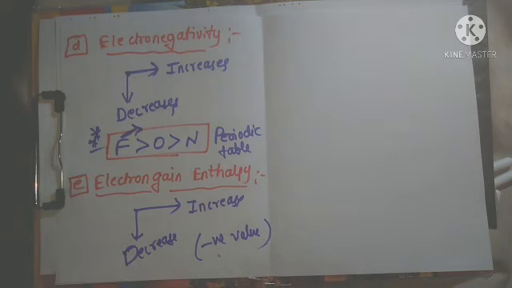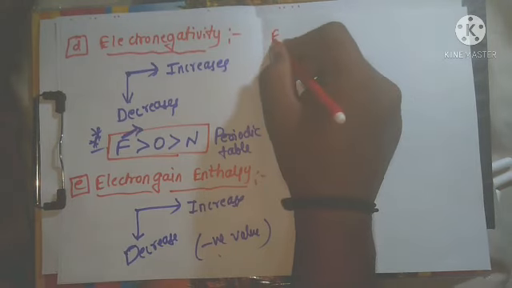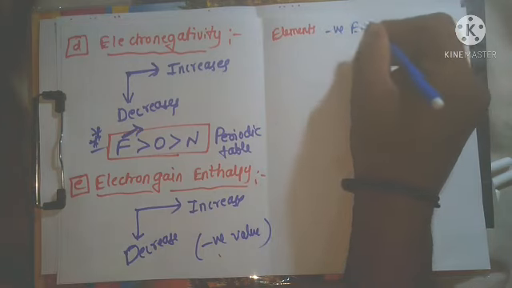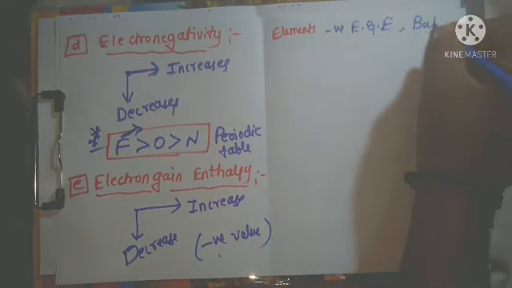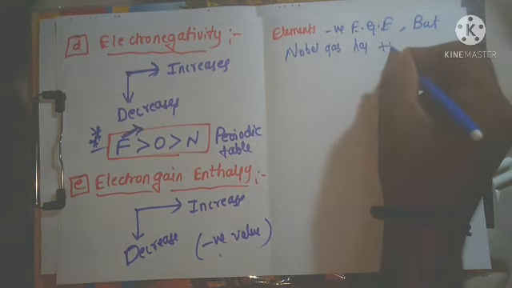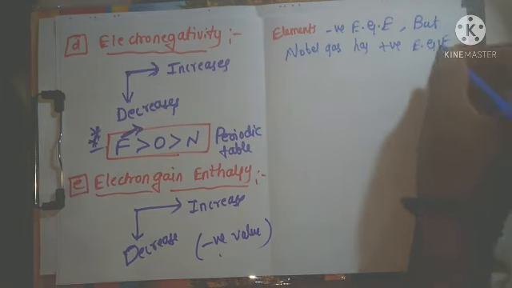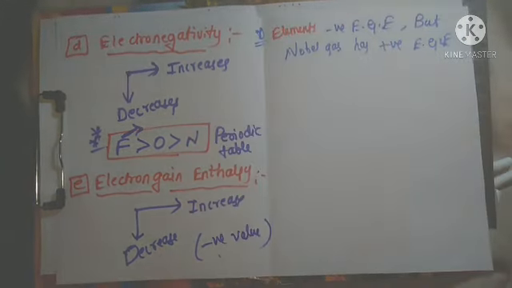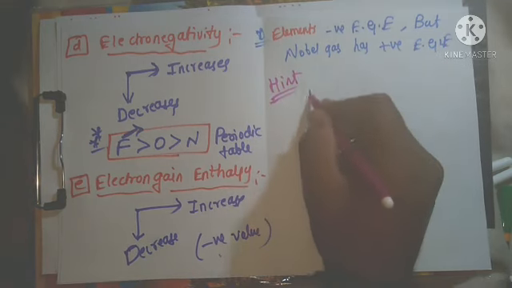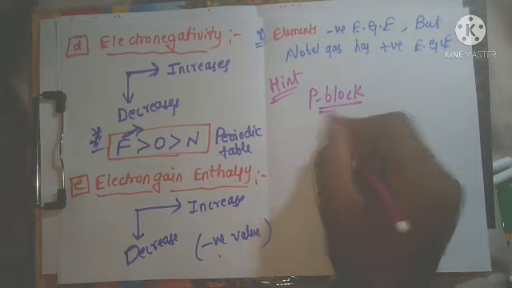Now here, almost all elements have negative electron gain enthalpy, but noble gases have positive electron gain enthalpy. This is also you have to remember. And one more very important point is a hint in the electron gain enthalpy. The hint is only for the p block.